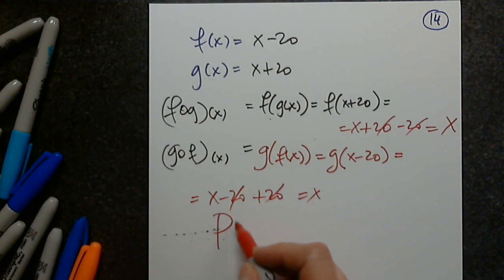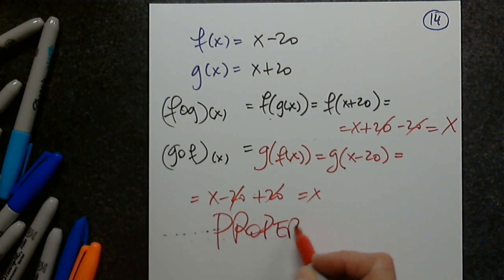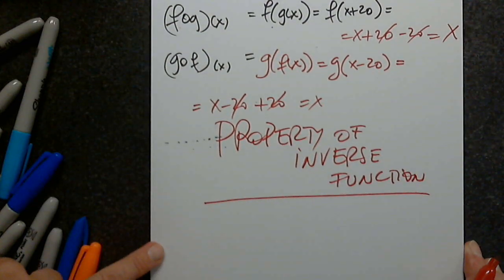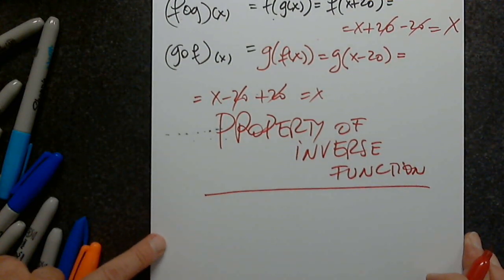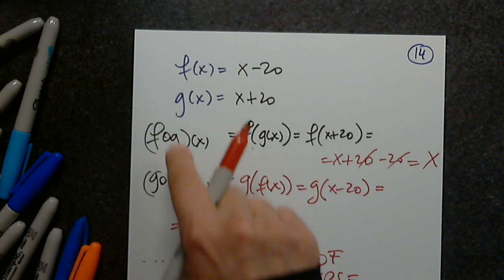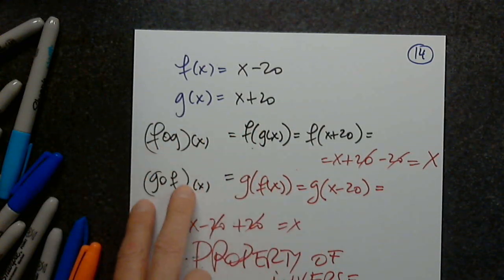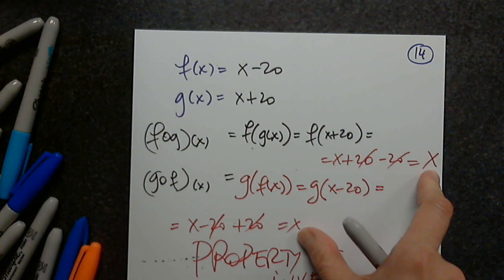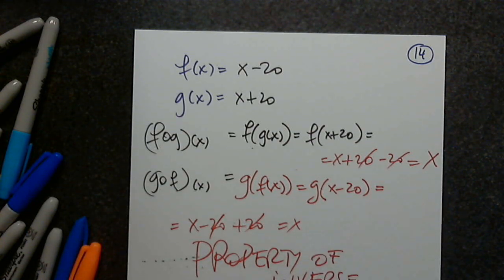This is the property of inverse functions. Two functions are inverses of each other if the function composition both ways, f comp g and g comp f, equals plain x. Not x squared, not x over 2, not x plus 5, just plain x.